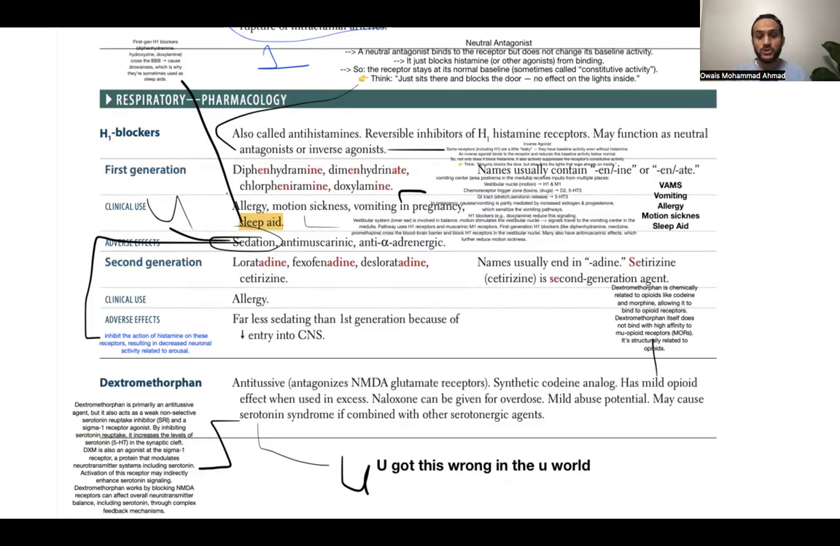and may cause serotonin syndrome when combined with other serotonergic drugs. Now, what's the relationship between dextromethorphan and opioids or codeine? Dextromethorphan is chemically related to codeine and morphine, allowing it to bind to the opioid receptors. Dextromethorphan itself does not bind with high affinity to mu opioid receptors, but it is structurally very similar to opioids. Dextromethorphan prevents serotonin reuptake, so it's going to lead to more serotonin, which leads to serotonin syndrome.